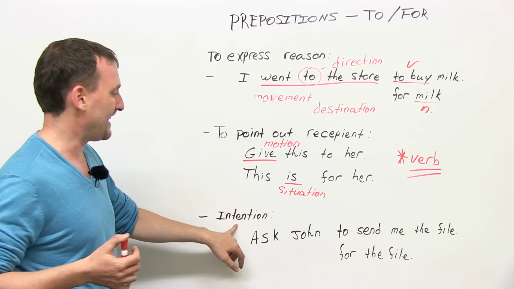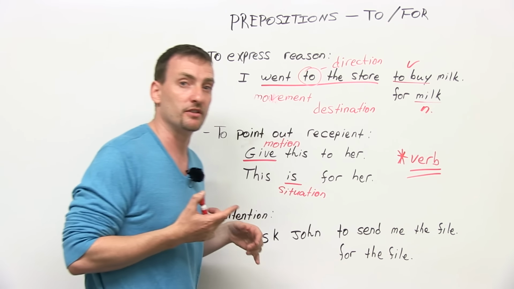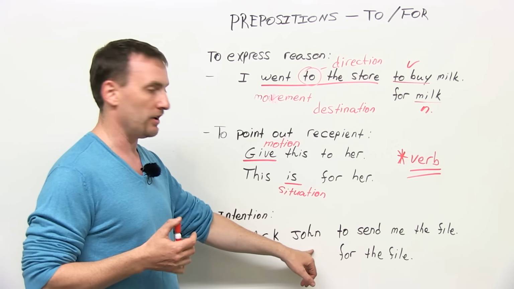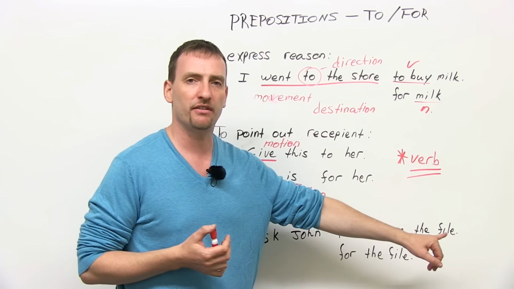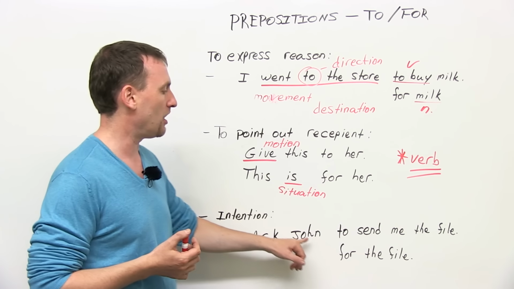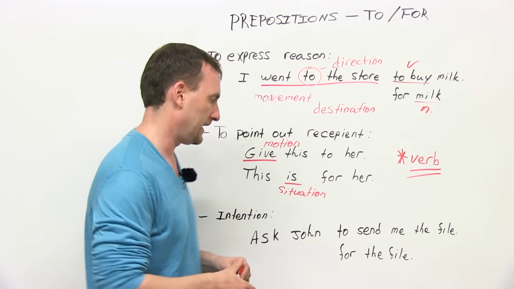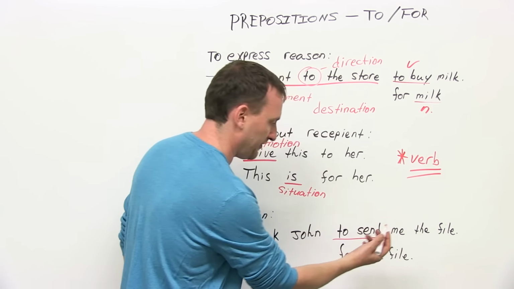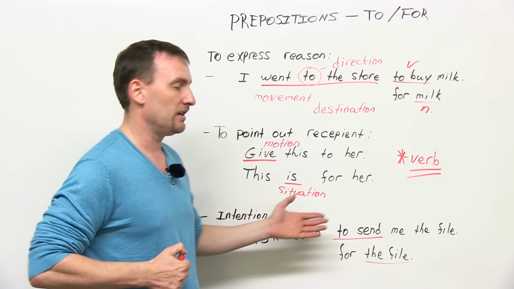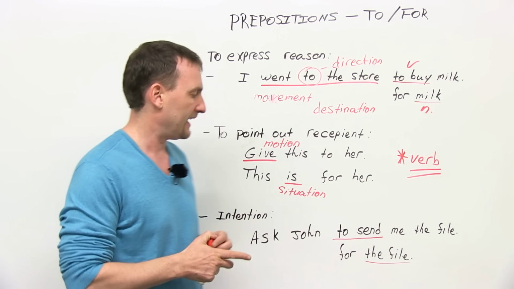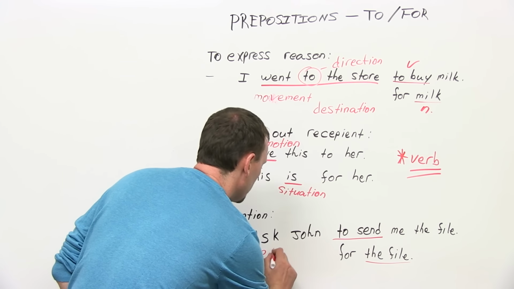Here's another one. Intention. What do you want the person to do? So ask John, or could you please ask John to send me the file? Ask John for the file. Again, we have two verbs, so the infinitive, and we have "for" with a noun. Now, the meaning here is pretty much the same. It's all about the expectation.